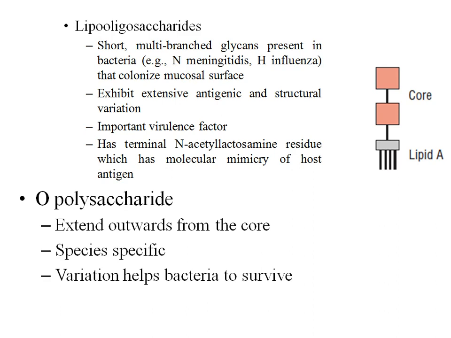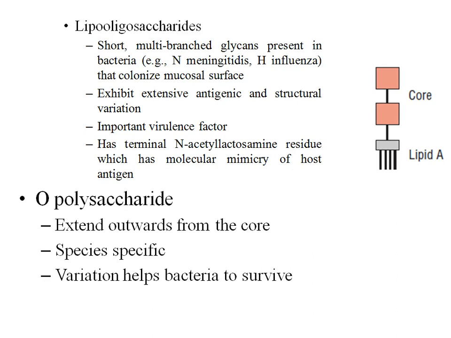The lipo-oligosaccharides are short multi-branched glycans present in bacteria like Neisseria meningitidis and Haemophilus influenzae, which colonize the mucosal surfaces. They exhibit an extensive antigenic and structural variation, which can act as a very important virulence factor for the bacteria to survive in the host environment. It has a terminal N-acetyl lactosamine residue which has a molecular mimicry of the host antigen.